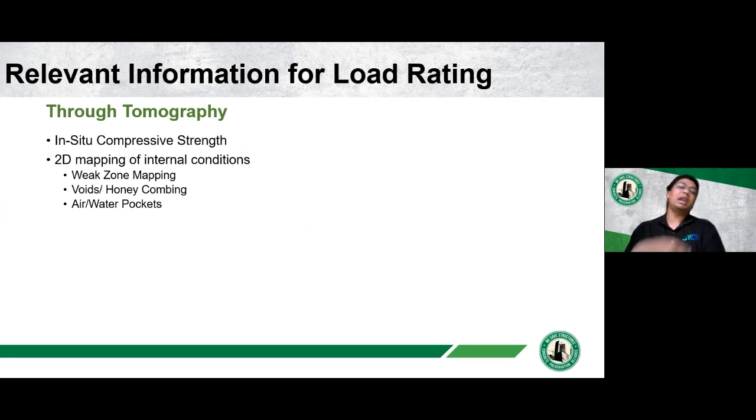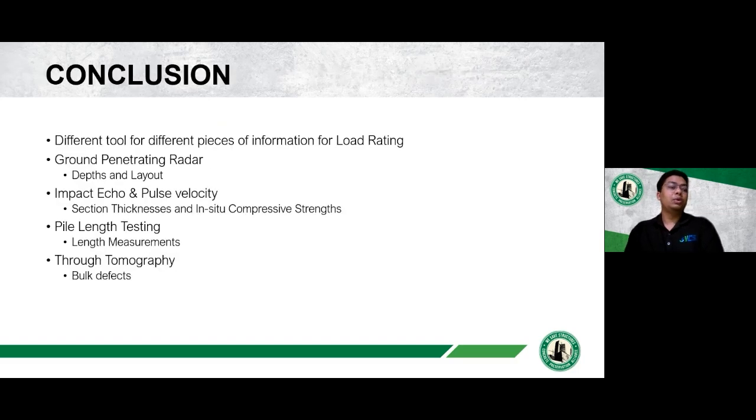So in terms of the relevant information that can be derived from through tomography, there are in situ compressive strengths. We can 2D map the weak zones, voids or honeycombing. We can also get an idea into the presence of air pockets. So in conclusion, there are numerous tools in industry which can be used to probe the structure. But you need to know what feature of interest you're looking for.